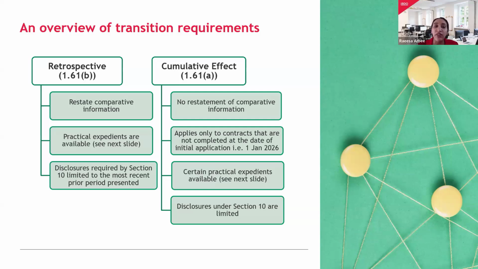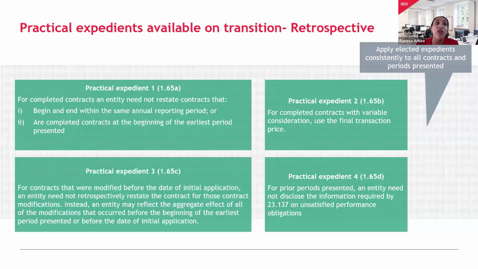So let's very briefly look at some of the practical expedients that are allowable under each transition method. So on the next slide, we have the practical expedients that are available if you're applying the standard retrospectively. Now, there are 4 of them. You can elect to apply one or all, but once you've elected them, then you need to apply them consistently to all contracts and all periods presented.